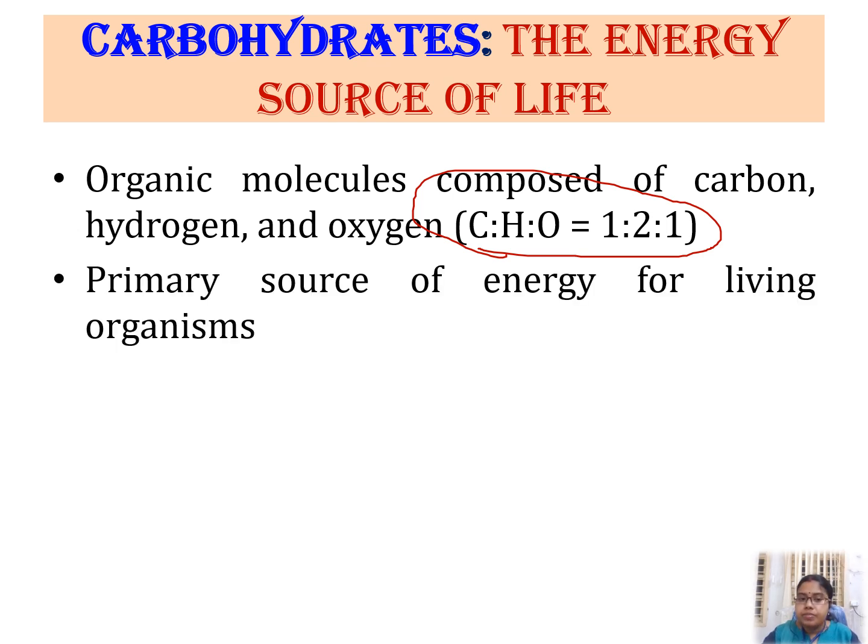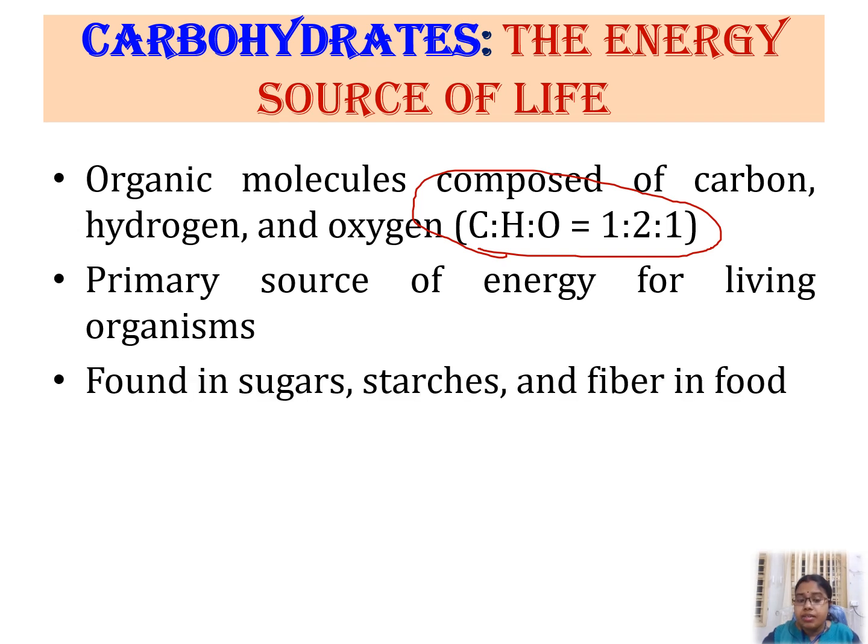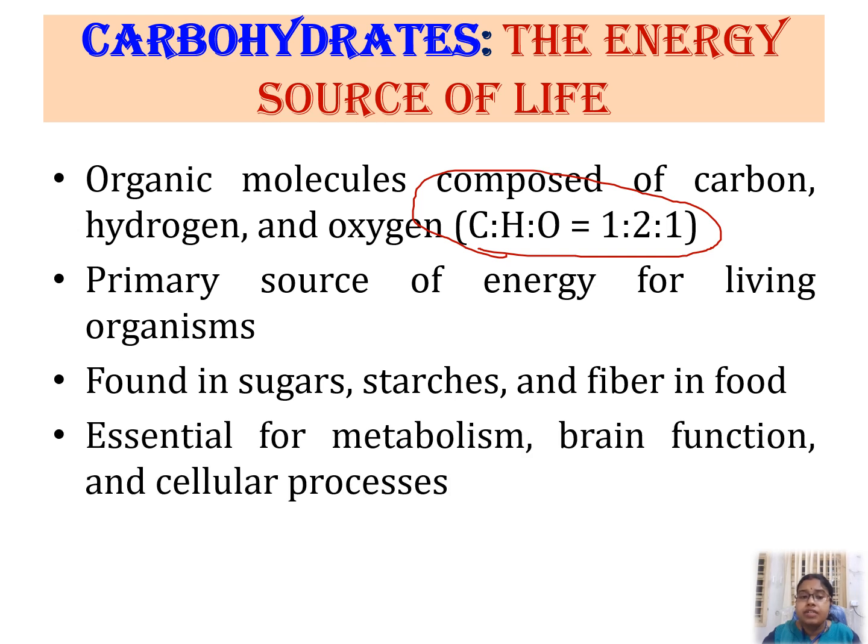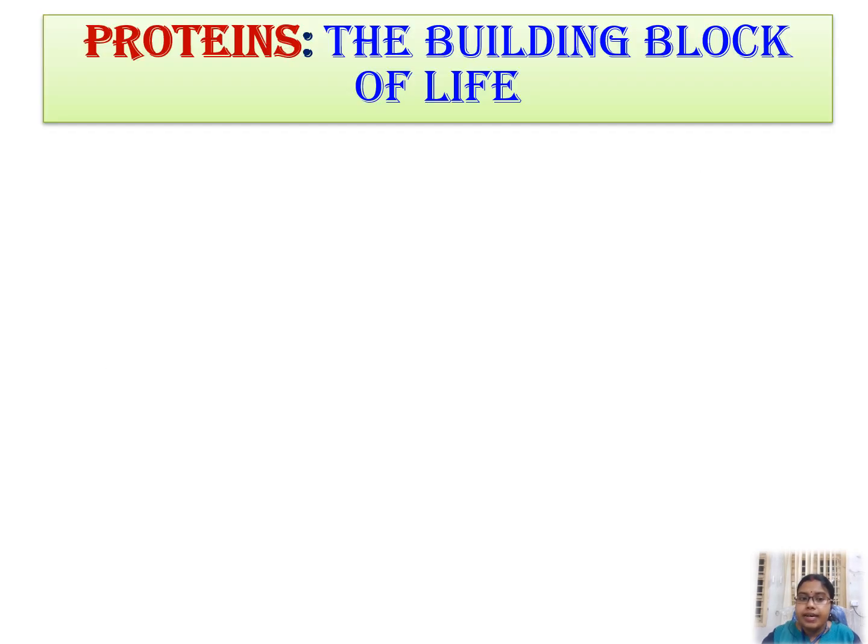It is a primary source of energy for living organisms. 1 gram of carbohydrate gives 4 calories of energy. It is found in sugar, starch and fiber in food. It is essential for metabolism, brain function and cellular processes.